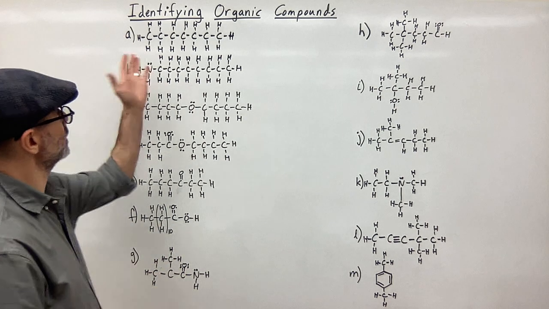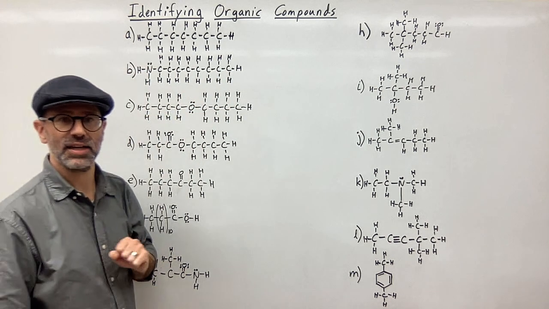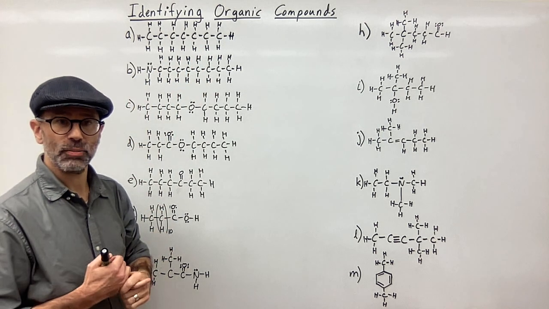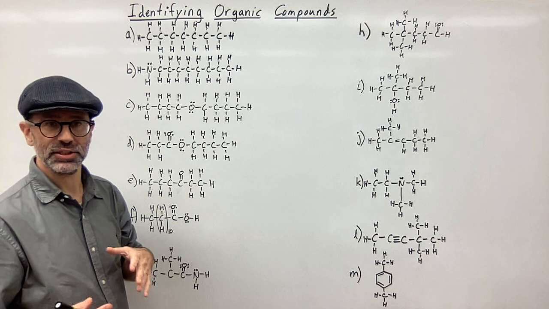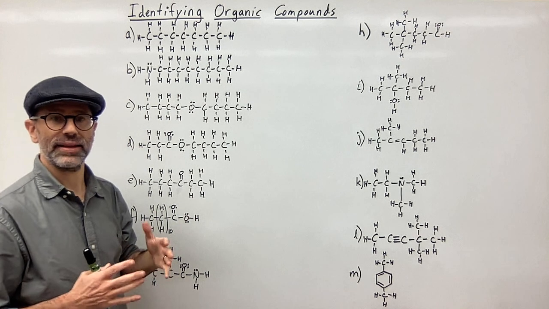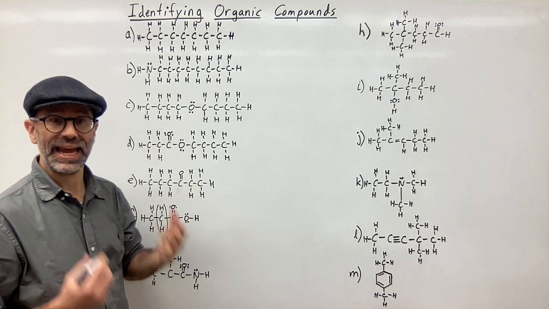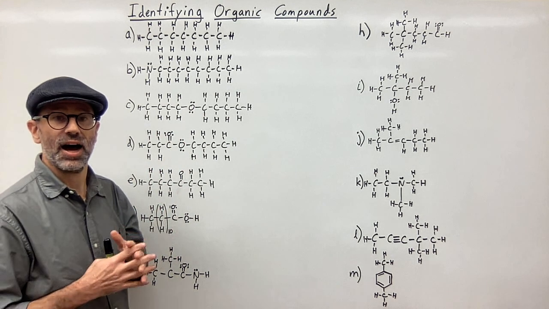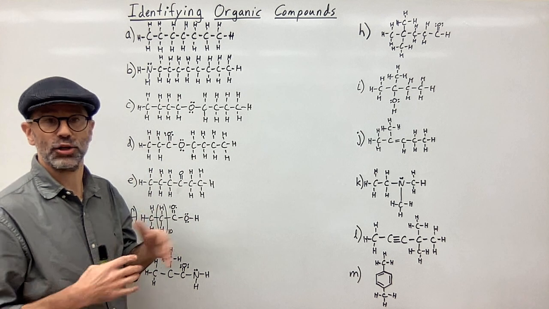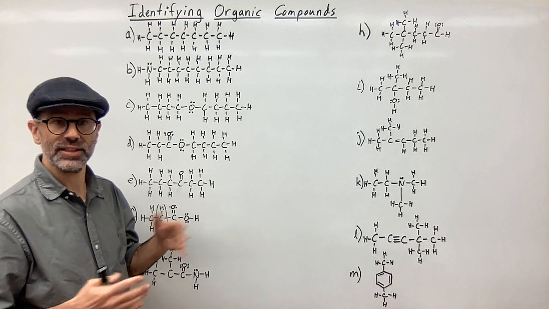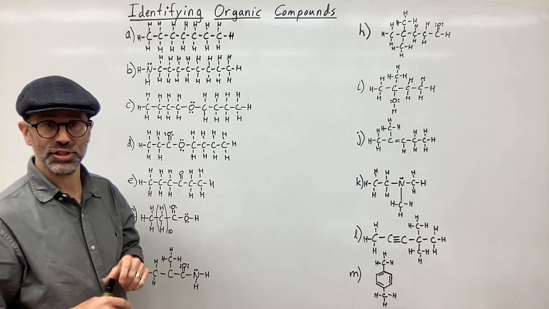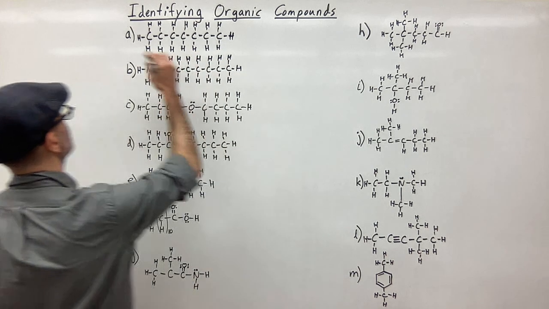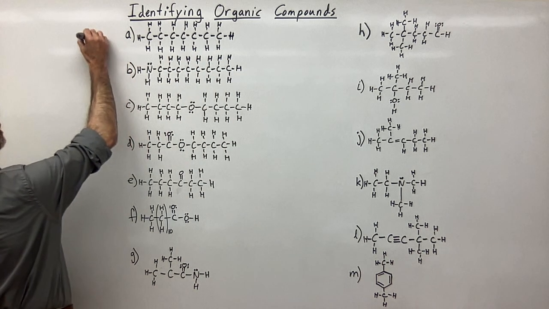The first thing is you don't see anything in this compound other than single bonds of carbons and hydrogens. That's a dead giveaway that this is an alkane. An alkane is an organic molecule that only has single bonds and only carbons and hydrogens in it. So we'll identify this as an alkane.